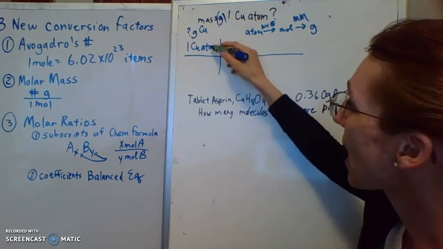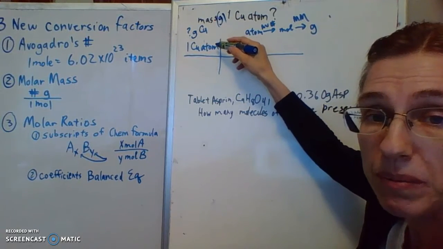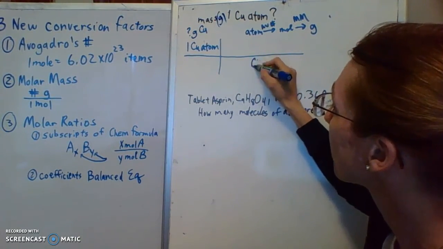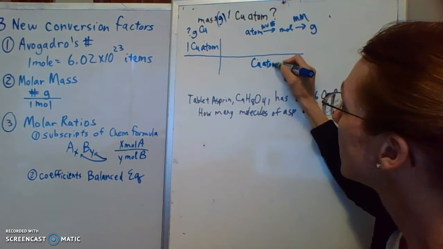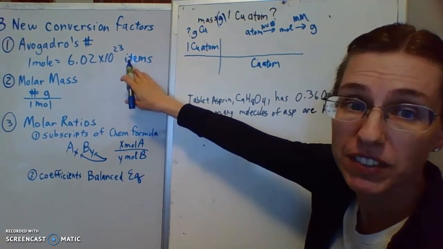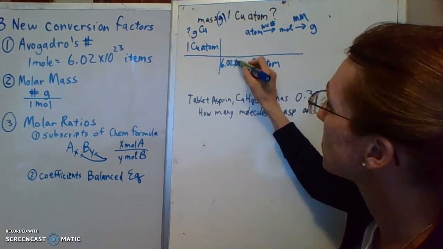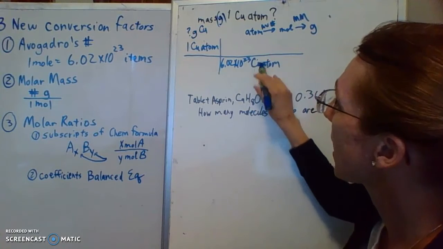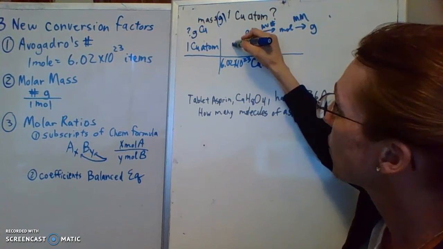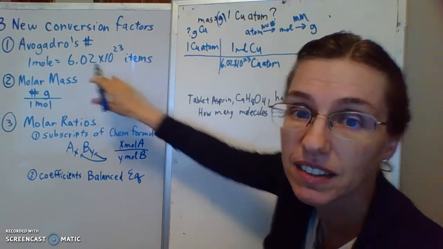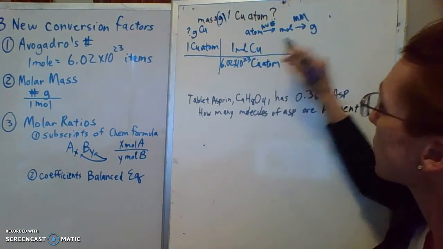We've got one copper atom on top. Number of copper atoms is on the top, so copper atoms have to be on the bottom. And Avogadro's number gives us how many atoms that is. 6.02 times 10 to the 23rd copper atoms in 1 mole of copper. Okay, this basically comes straight from Avogadro's number.